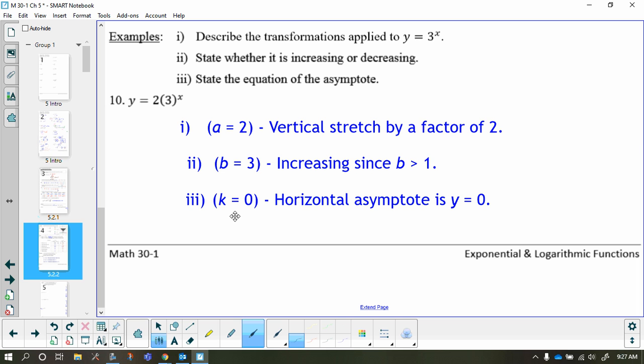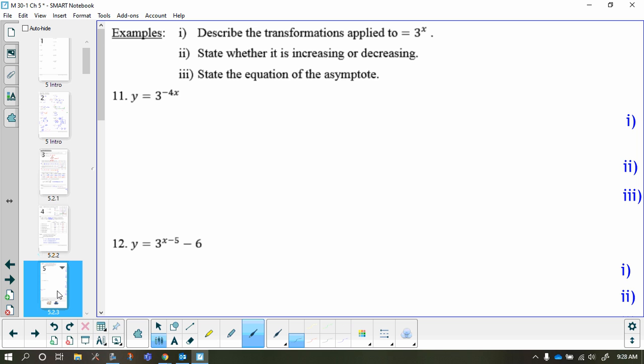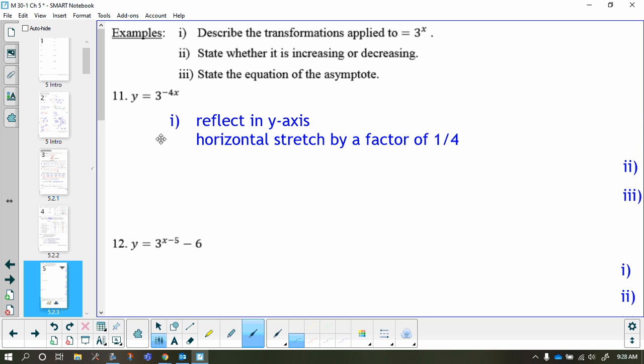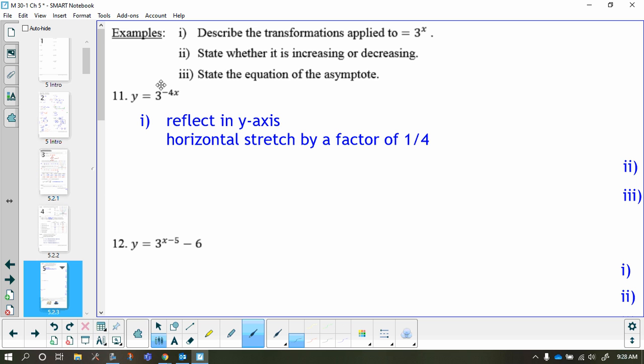On to question 11. Why don't you pause and fill in number 11, and then I'll walk through it with you. Well, now we only have something multiplied in the exponent, but it's negative, which means I have a reflection. It's with the x's, so it changes x's, which means a reflection in the y-axis. And then there's a horizontal stretch by a factor of 1/4. So again, remember that horizontal stretch factor is the reciprocal of that coefficient of the b, the absolute value of that number. Is the graph increasing or decreasing?